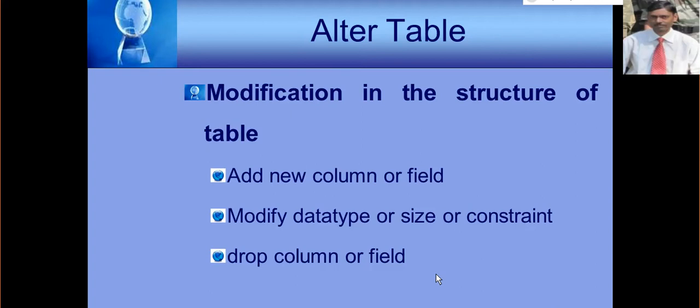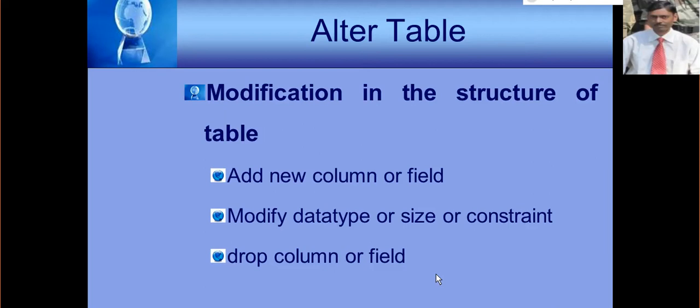Today we will study about the alter table command. Alter table command is used to modify the structure of a table. Suppose that if we want to change the structure of a table, then we can use the alter table command. I have already explained to you about create table, where we created the structure of the table with the help of the create table command, and today we will study about alter table. Alter table is used to modify the structure.